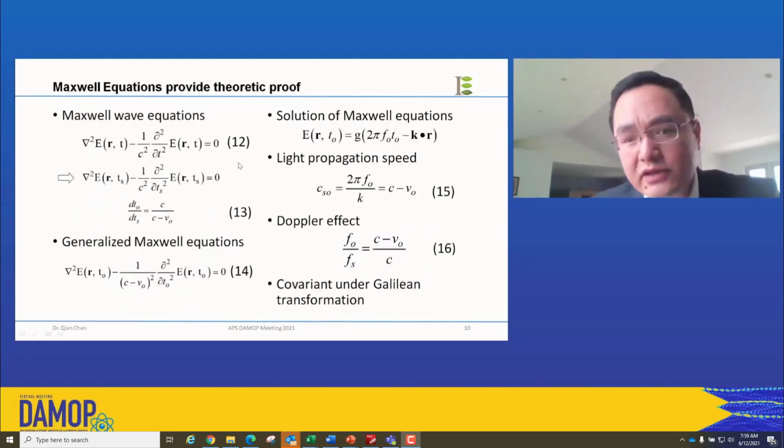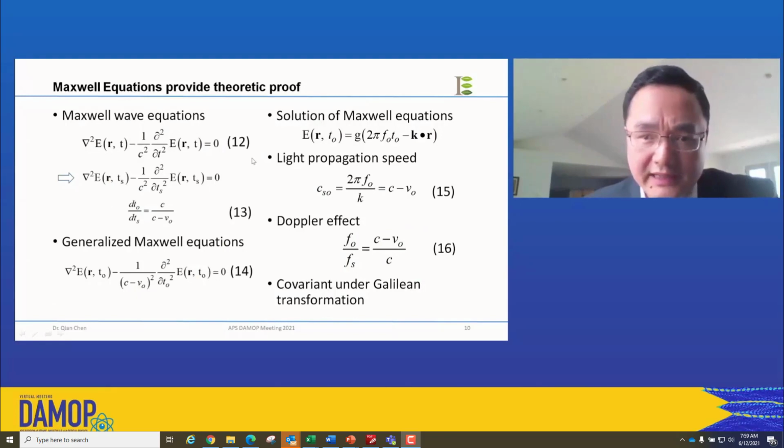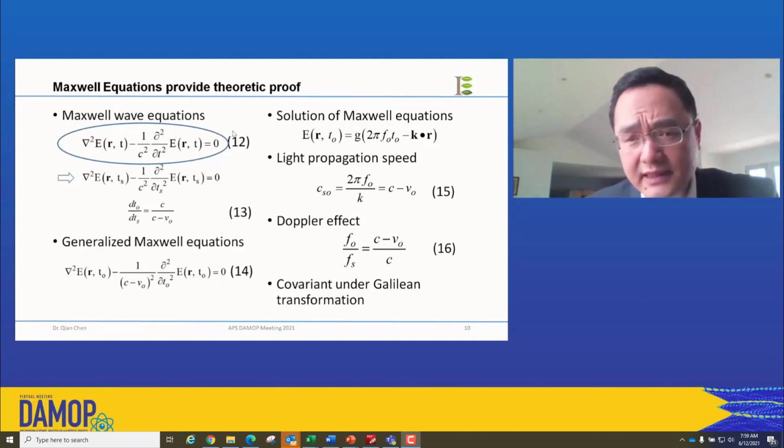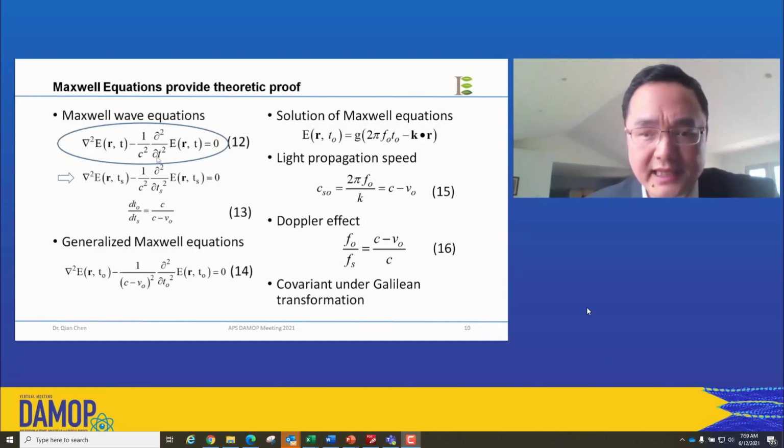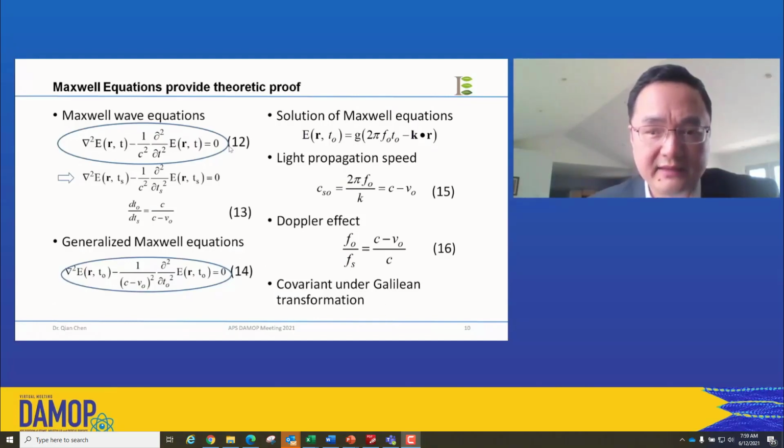And Maxwell's equations provide theoretical proof of asymmetry theory. So this is the standard Maxwell's equation. It's important to note that this T here is actually TS. If we replace this TS with TO, then we get another format of Maxwell's equations. It's very important to understand that this 14 is exactly the same as 12. It's just a different format with TO as the time variable. It's not a new equation.